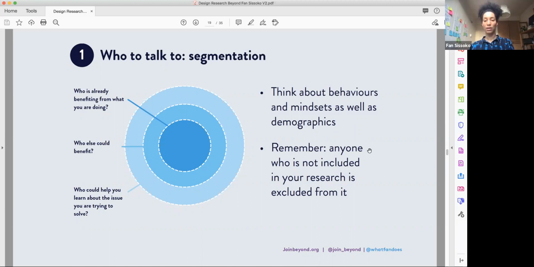And a very important point when you're preparing your segmentation is to remember that anyone who's not included in your research is excluded from it, even if it's not intentional, and even if I know that resources are scarce and you can't talk to everybody in the country or in the world. But it's just a reminder that it takes really careful consideration to think about, if you're not reaching particular demographics, then why are they not included, and do you have a rationale for it?